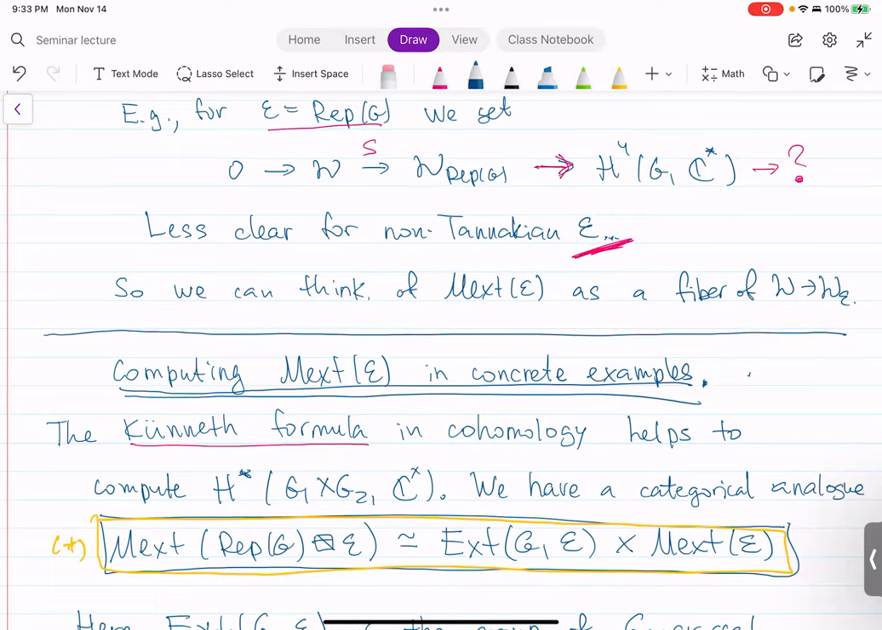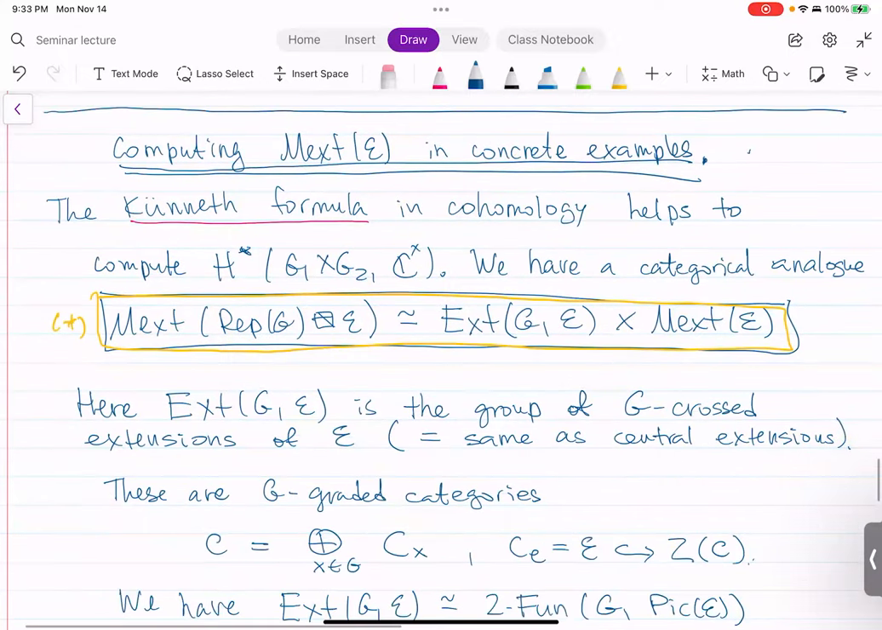And this is of course good to have such a long exact sequence, but how to compute this group of minimal extensions in concrete situations? It's instructive to think of it as an analog of the third cohomology group. As we have seen, this is precisely what it is for Tannakian E. Now, in usual group cohomology, there is a Künneth formula that helps to compute the cohomology of any degree of the direct product of two groups.